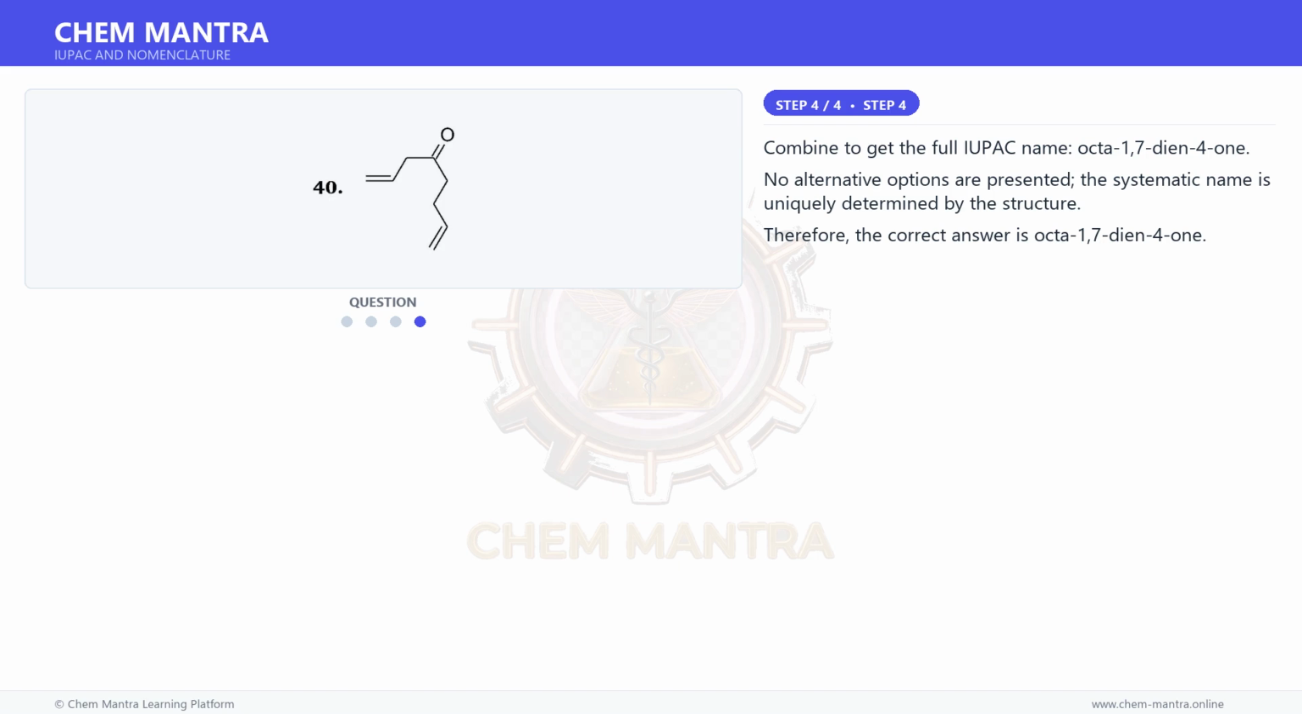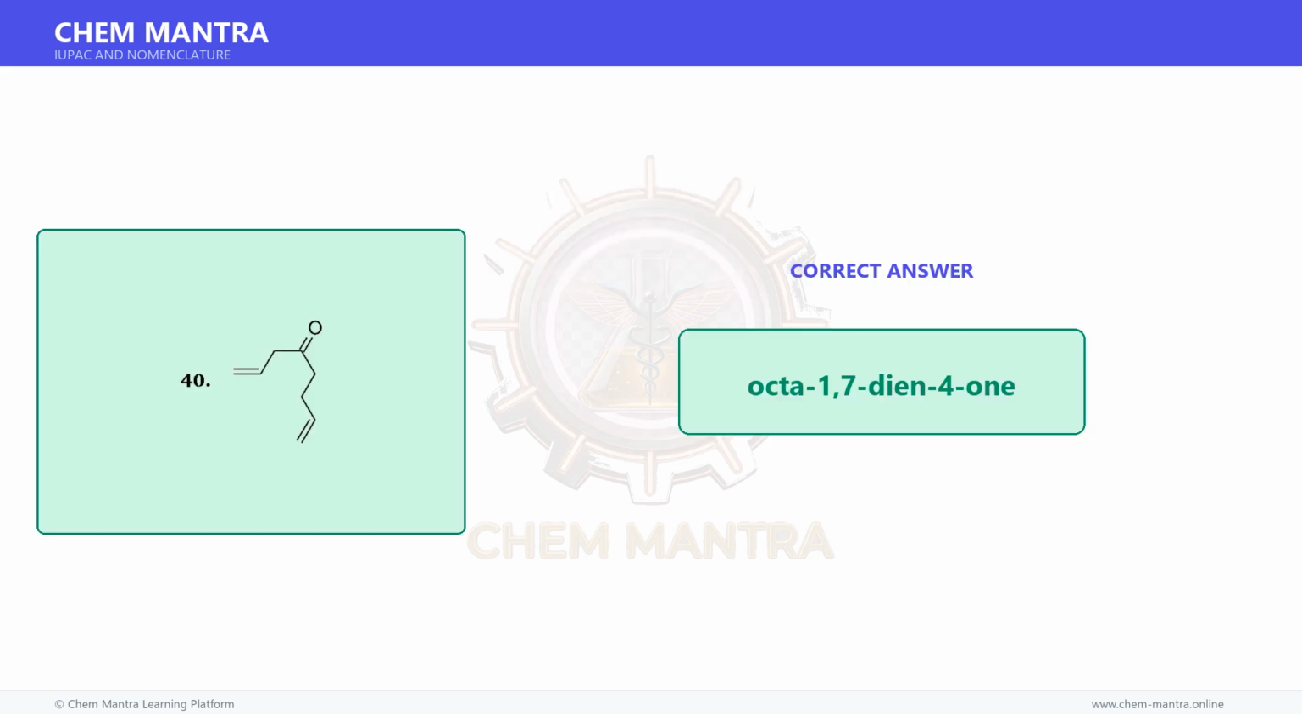No alternative options are presented. The systematic name is uniquely determined by the structure. Therefore, the correct answer is octa-1,7-dien-4-one. The correct answer is shown on screen.